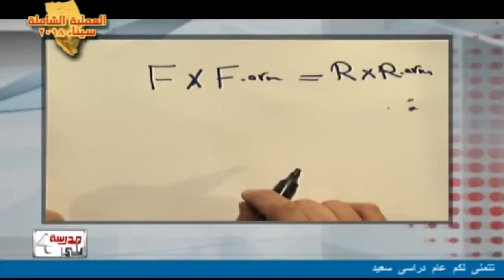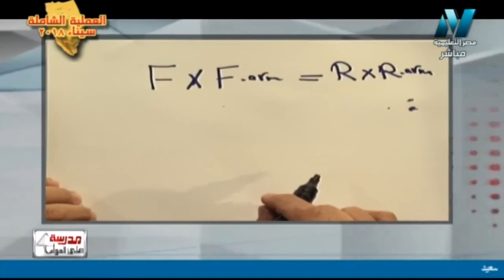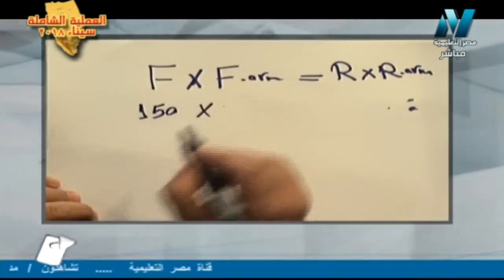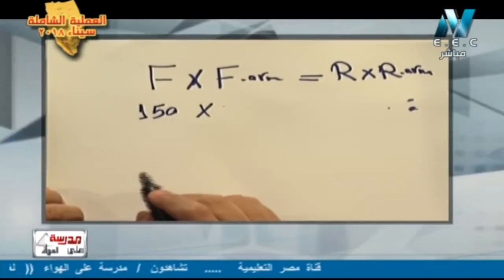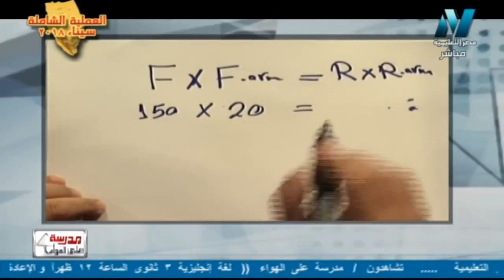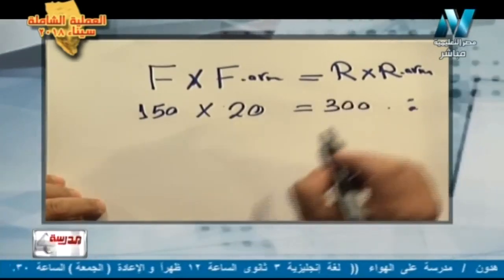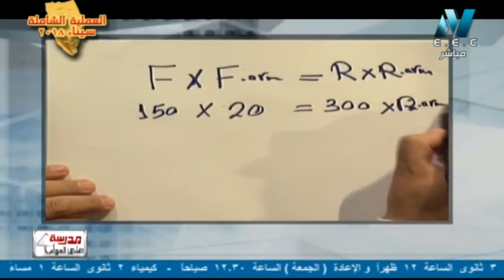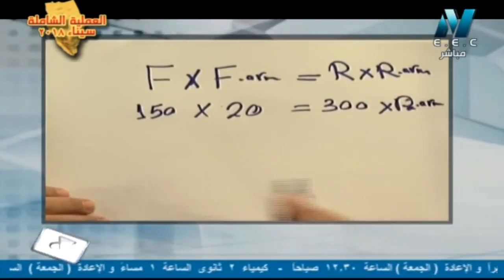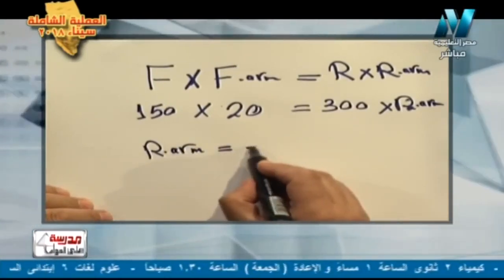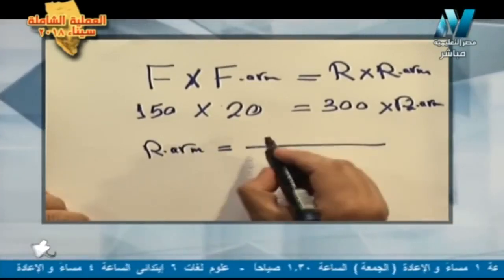In the second class lever, the effort force is 150 Newton. The force arm is 20 centimeter. And the resistance is 300 Newton. And the resistance arm, I don't have it. So I want to find the resistance arm here.